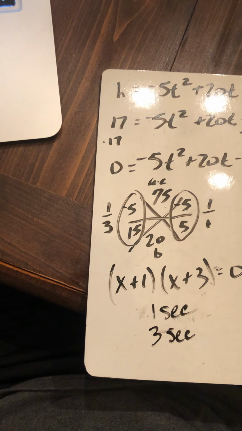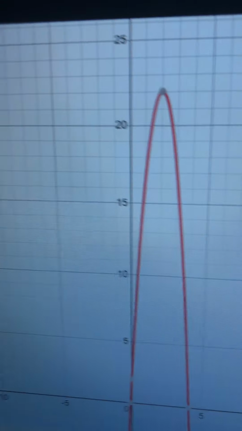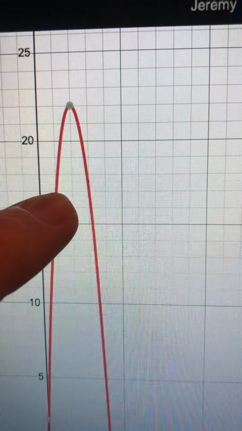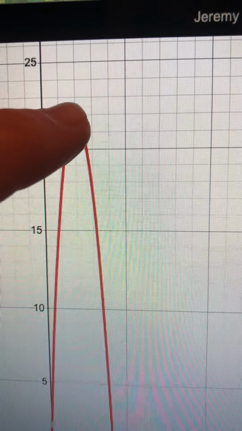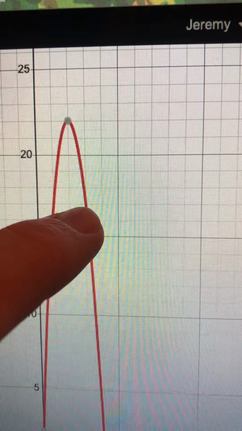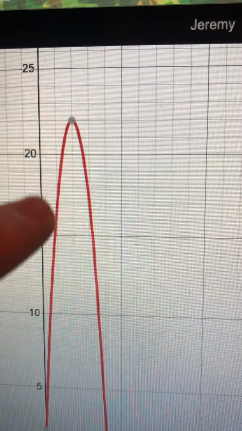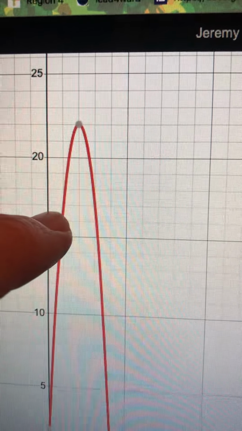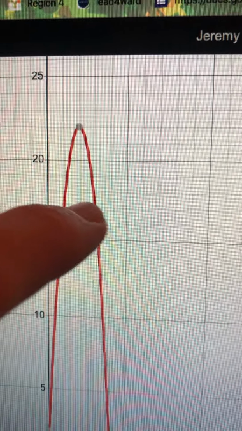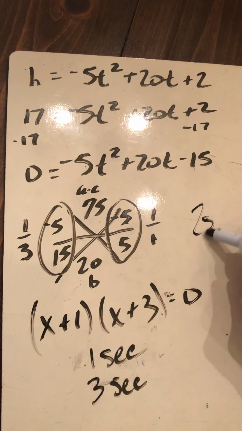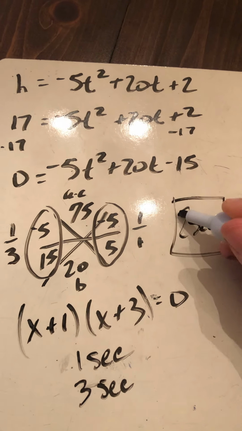So what I just found is that at 1 second, going back to my graph, which is right there, I have a point at 17. So then it goes above 17 meters. Then at 3 seconds, I have a point at 17 also. So how long was the ball above 17 meters? I'm just going to take the 3 seconds and subtract the 1 second. It was above 17 meters for 2 seconds. So my answer is 2. I did all that work to get that answer. So the answer is 2 seconds.